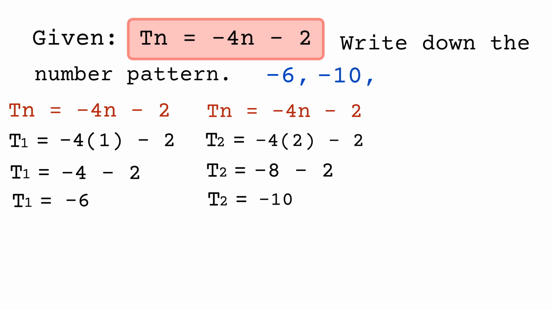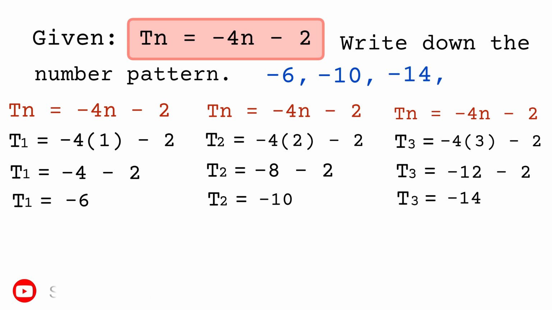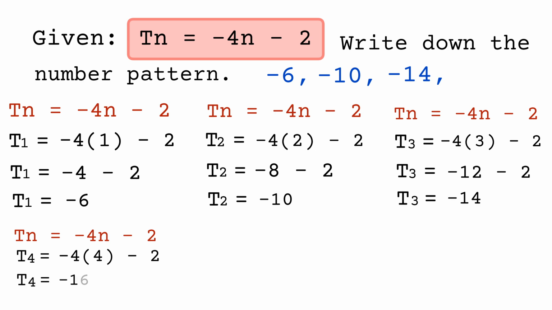The same applies with T3 and T4. Instead of n, we write 3. This will give us negative 12. Negative 12 minus 2 is negative 14. So the third term is negative 14. To find the fourth term, we also do the same. Instead of n, we write 4. Negative 4 multiplied by 4 is negative 16. Negative 16 minus 2 is negative 18. So the fourth term is negative 18.